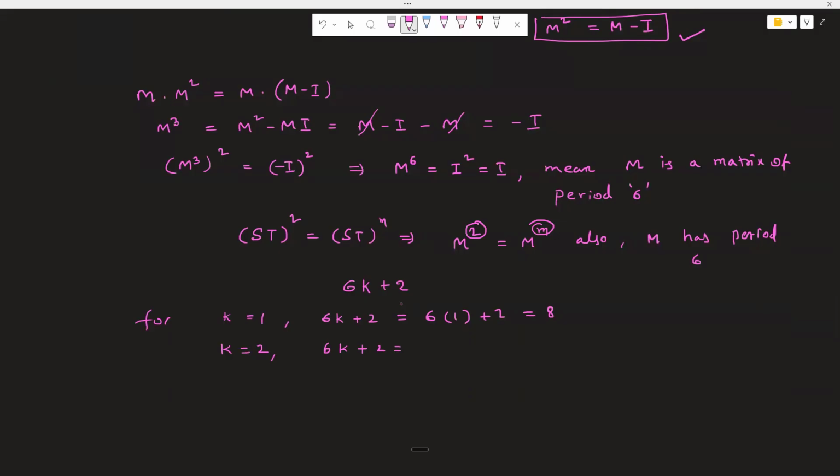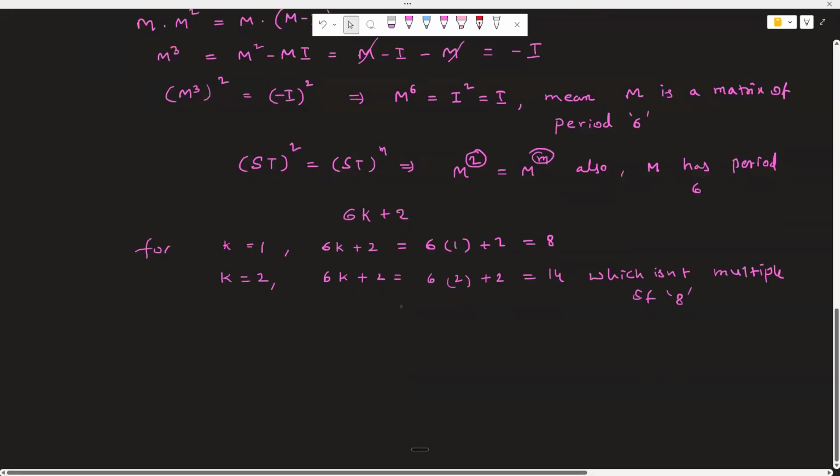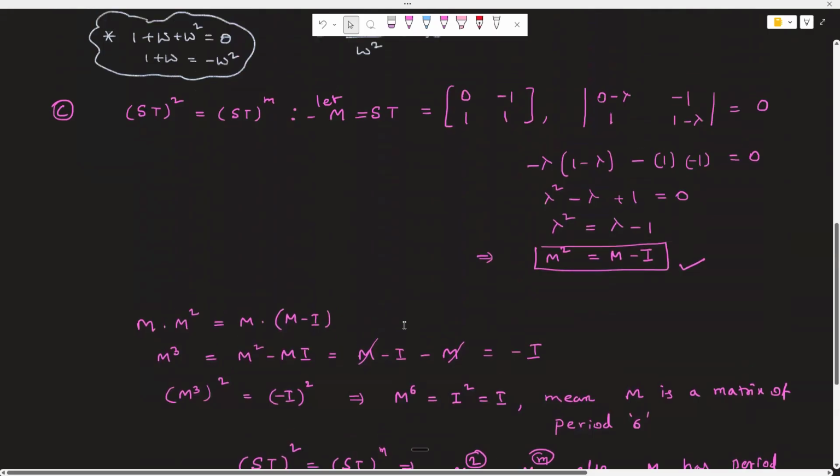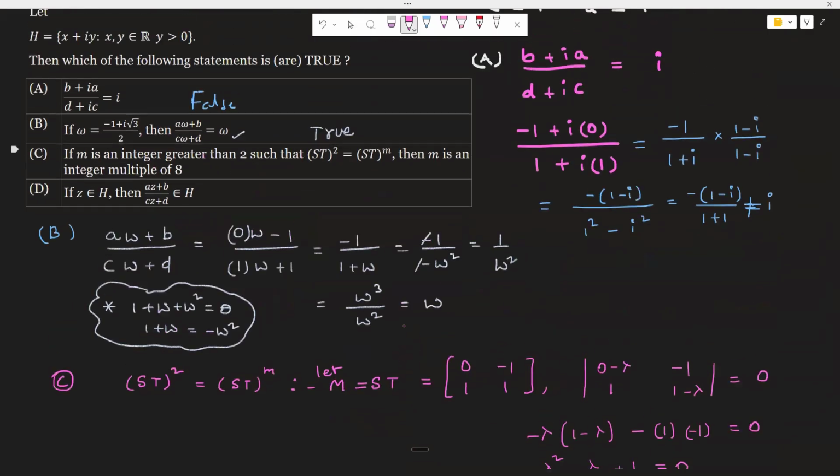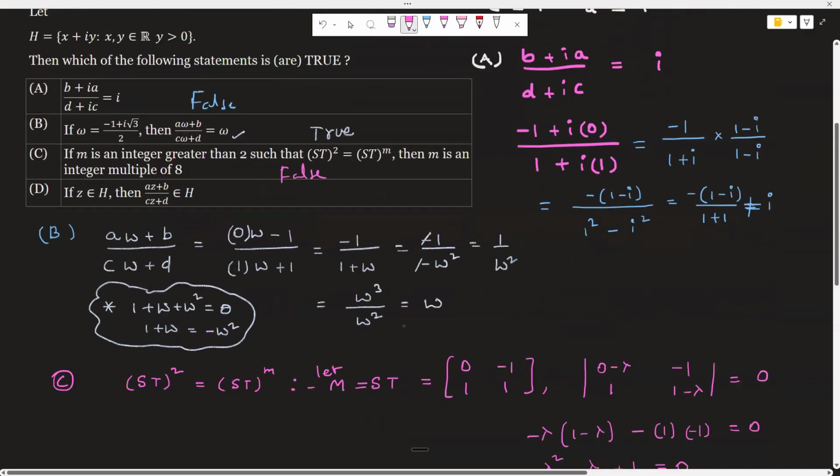So 6k plus 2, so 6 into 2 plus 2. Of course, it is 14, which is not a multiple of 8. So therefore, it's clear that this option is false. This is a false option.